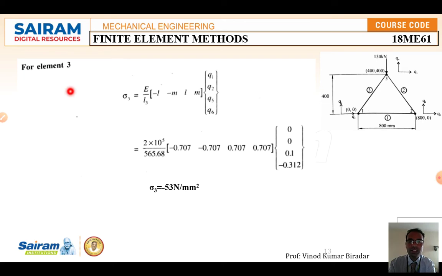So similarly, the third element's degrees of freedom are 1, 2, 5, 6, so 1256 will be there. Substitute the displacement values and you are going to get the stress value sigma 3 equal to 53 Newton per mm square. Like this, you have to calculate the displacement and stresses for the given truss element.